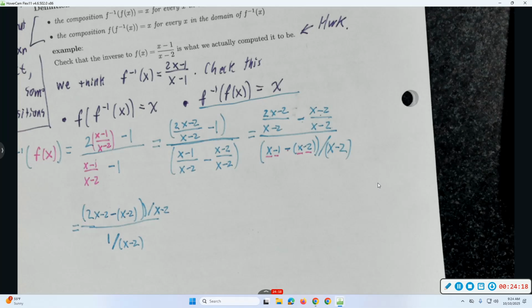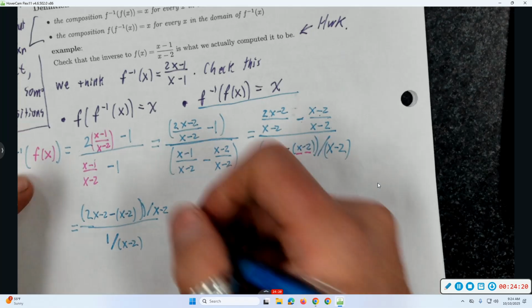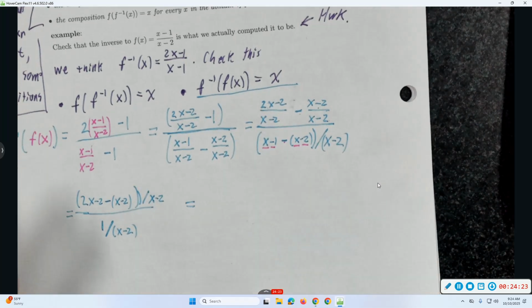Cool, plugging along. All right, let's just keep on going. And I know what my goal is. I think this should simplify down to x. So, let's just keep going. So you see all of that written down.